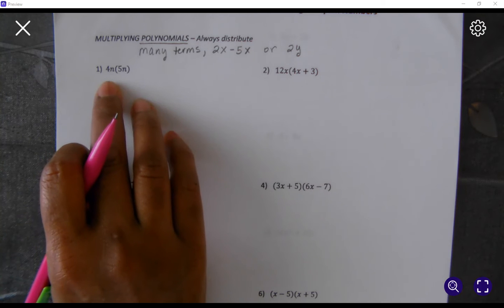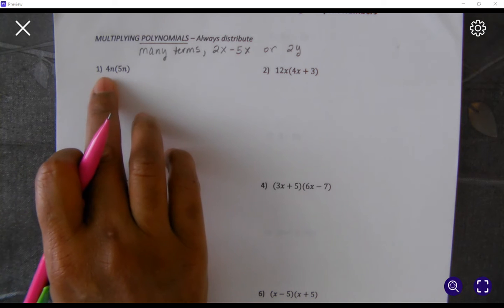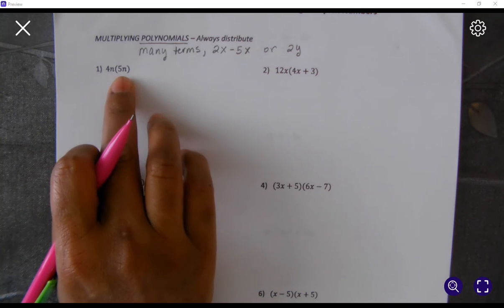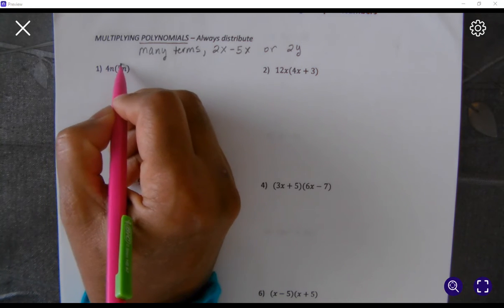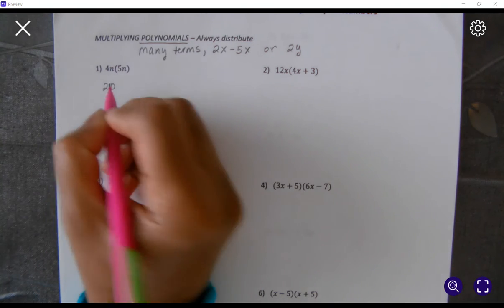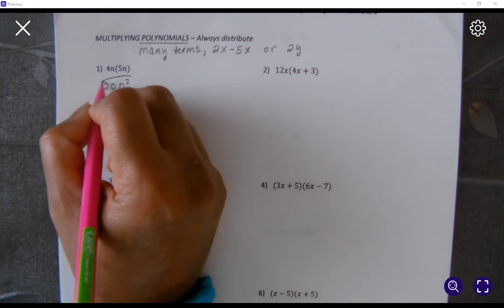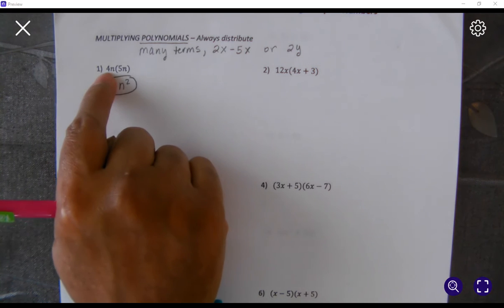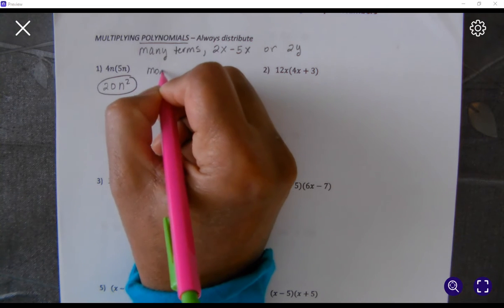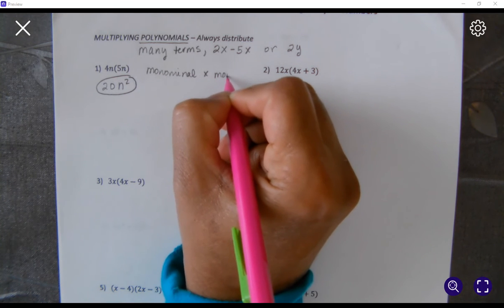Right here we have a polynomial: 4n, one term, multiplied by one term, 4n times 5n. So here we just multiply the 4 and the 5, which is 20, and then n times n, which is n squared, and that's that. So this is a monomial, one term, times a monomial.